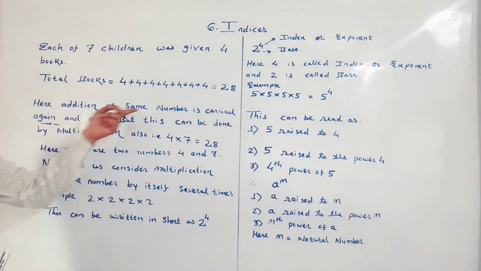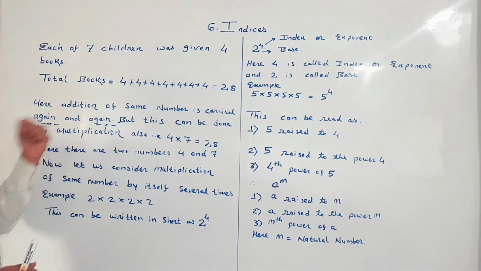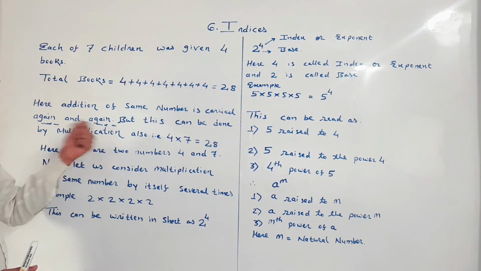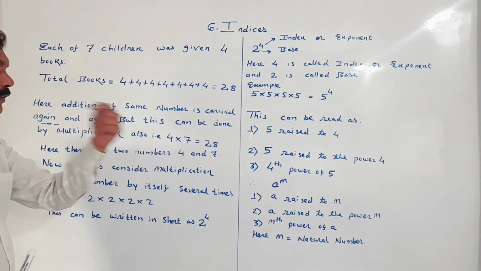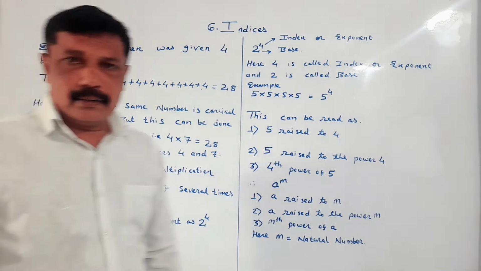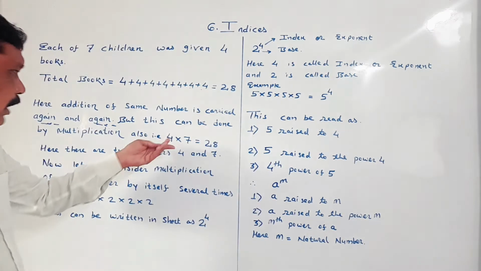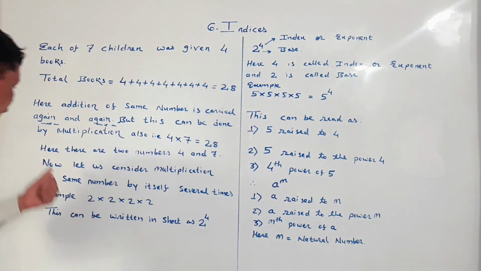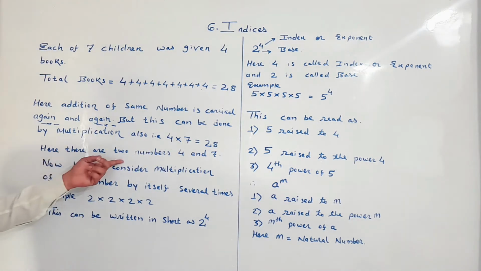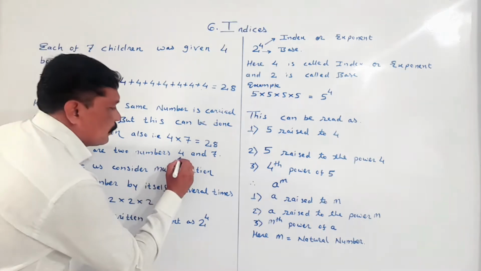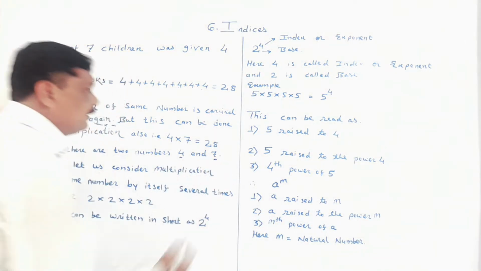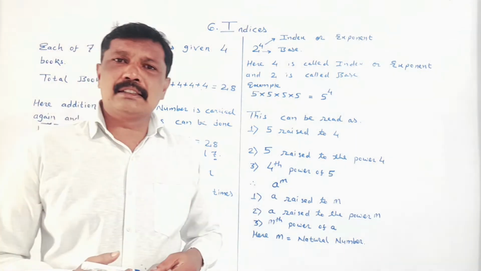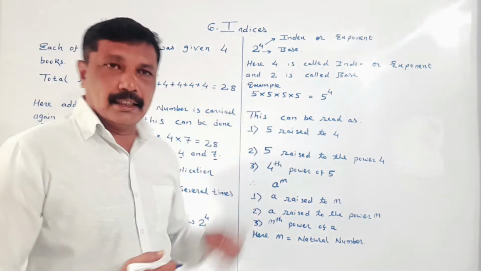Here addition of the same number is carried out again and again. But this can be done by multiplication also. That is 4 into 7 is equal to 28. But my dear student, if you carefully observe, here there are two numbers, that is 4 and 7. Now let us start studying indices.